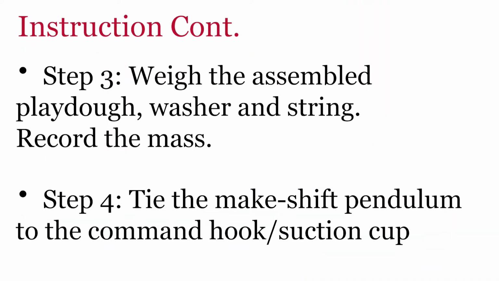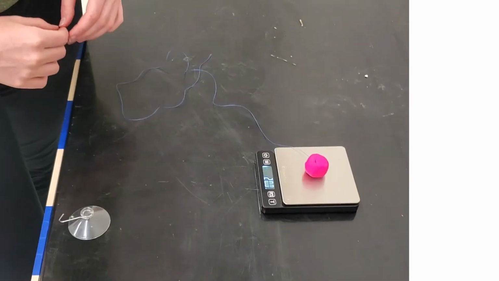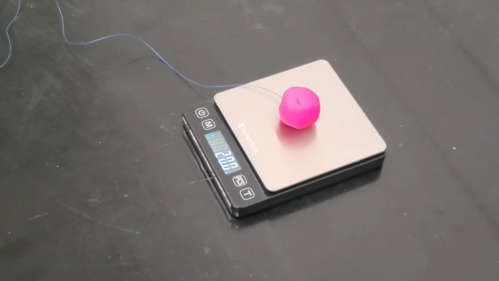Now that you have your pendulum, we want to weigh it and record the mass. After that, tie the pendulum to the hook of the suction cup. Remember to re-weigh the pendulum after adding or taking away mass.